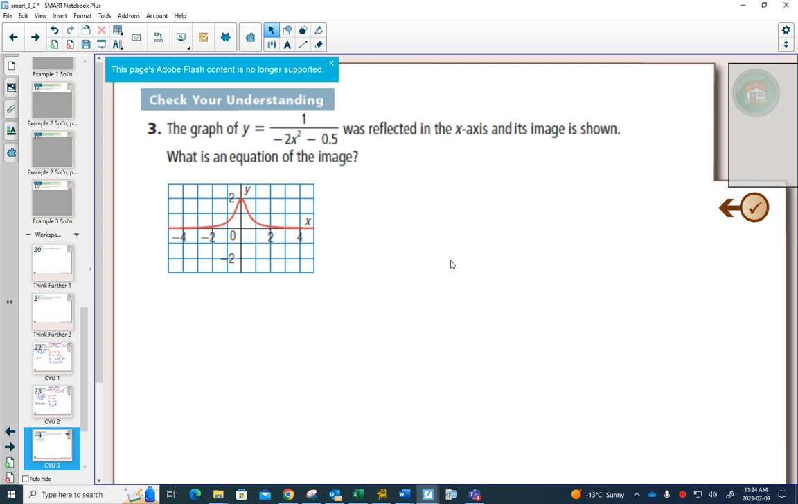But in this one, we have to be careful because it says the graph of y equals 1 over negative 2x squared minus 0.5 was reflected in the x-axis and its image is shown. So the red graph is the image, not the original. If I put a blue box around the original, if the image was after a reflection in the x-axis, can you see that your original would have had to have been like this?